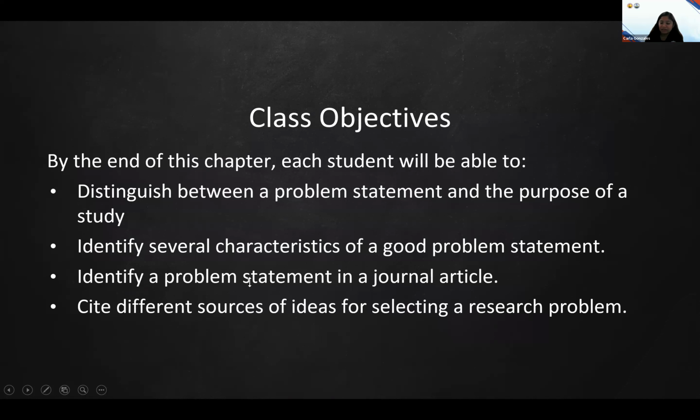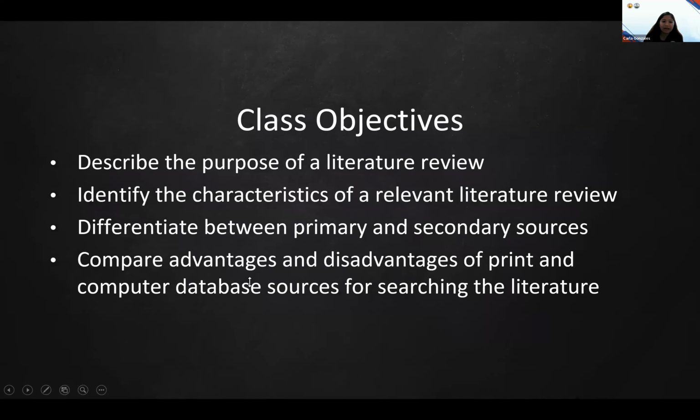By this time, at least you have to know or you already have an idea of how to gather all your evidence. And then cite different sources of ideas for selecting a research problem. That would include searching the internet for peer-reviewed journals that will support your study. Describe the purpose of a literature review.